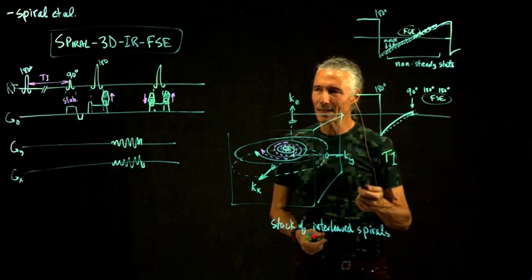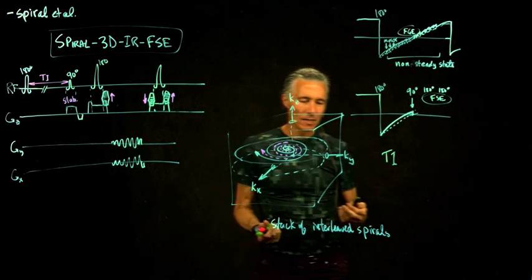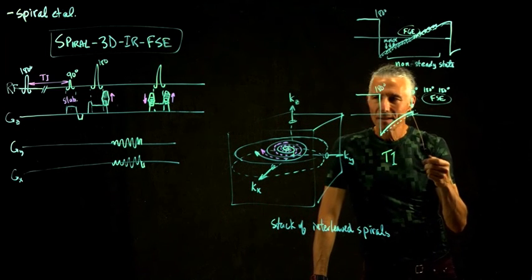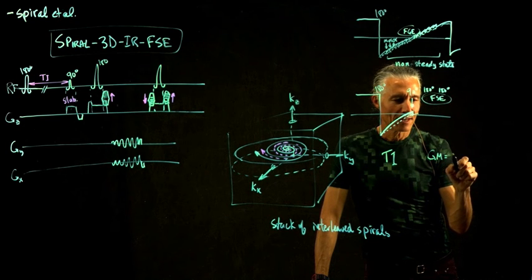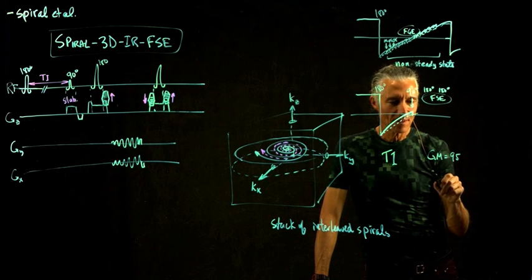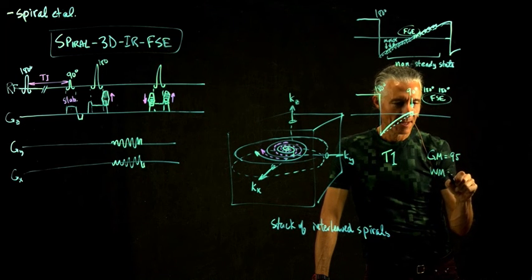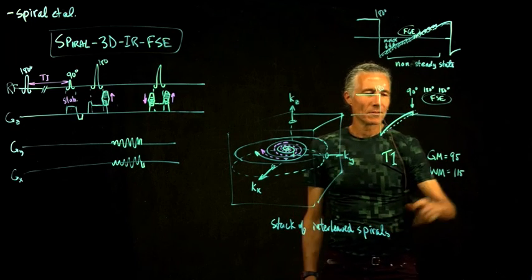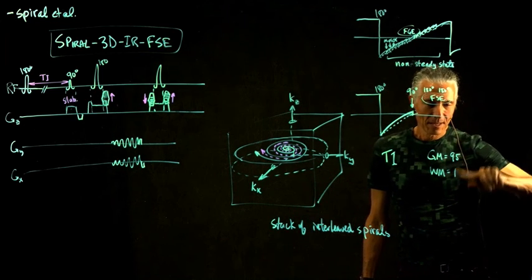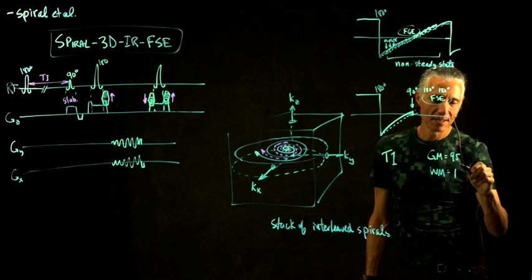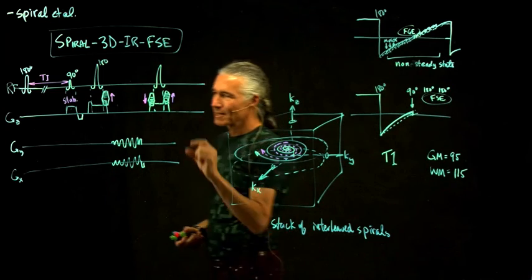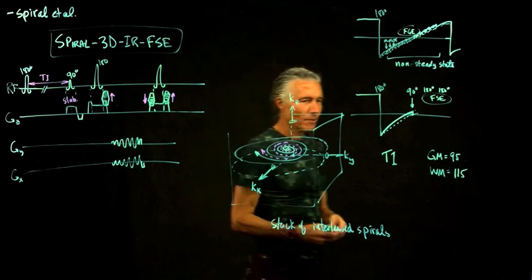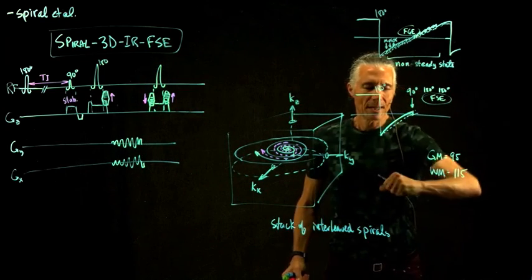Normally in T1 contrast, if you look at an MP Rage, you might have, say, gray matter at 95 and white matter at, say, 115, something like that, or say 120. So you might have 20% contrast, 15% contrast. It's a relatively small contrast. So this would be like an MP Rage.